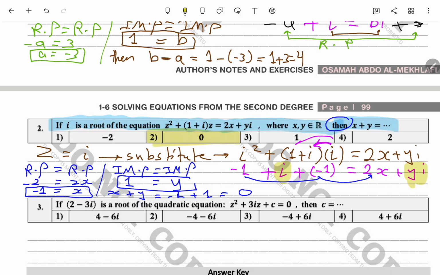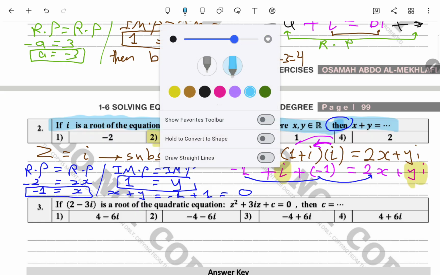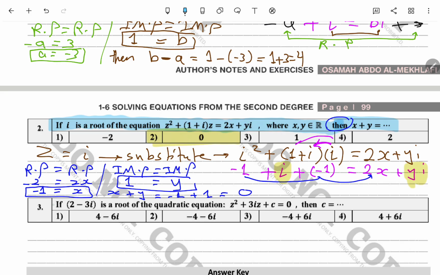In the third, we have this equation. 2 minus 3i is a root of the quadratic equation z squared plus 3iz plus c equals 0. Then he wants you to find c. Also, one of the roots is given, so you can replace it. So z equals 2 minus 3i is a root. That means it's a solution.